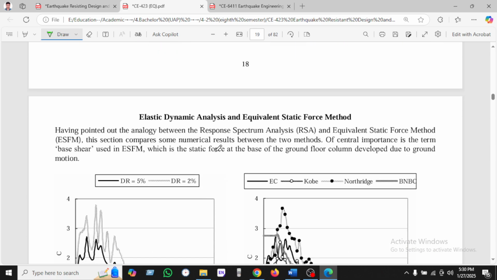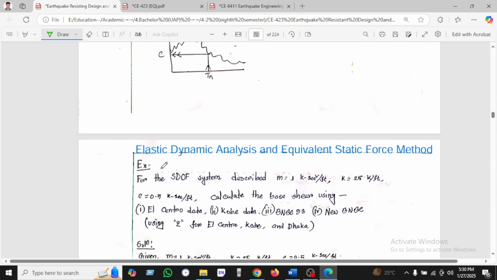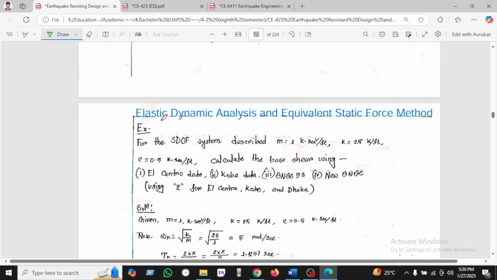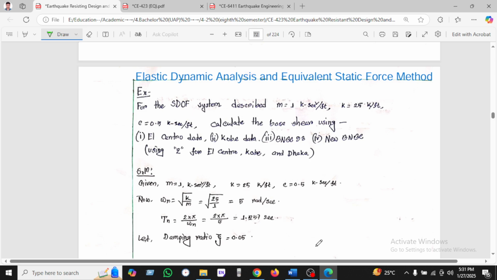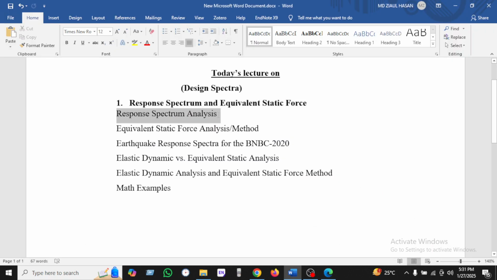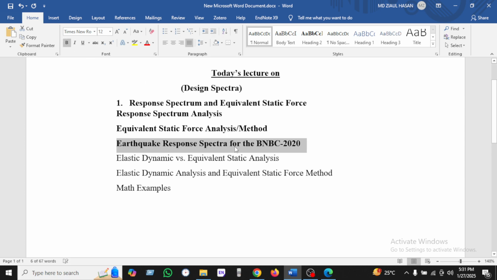Okay, so now we'll see the other topic: elastic dynamic analysis versus equivalent static analysis. I have already explained the response spectrum analysis, and now I have shown the equivalent static analysis method. So two types are completed, and then we saw the earthquake response spectrum analysis of 2020. I explained that here. Now I am going to the elastic dynamic analysis versus equivalent static analysis, or equivalent static force method. So let's see.